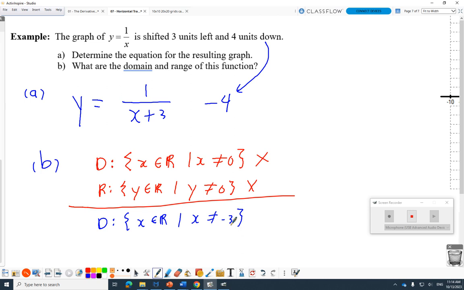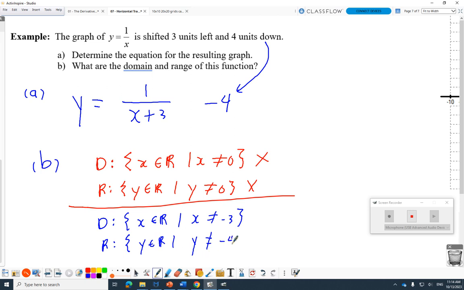But okay, let's take a shot at range. The range was y element of reals such that y can't equal 0. But this thing got moved down 4. So y can't equal -4.